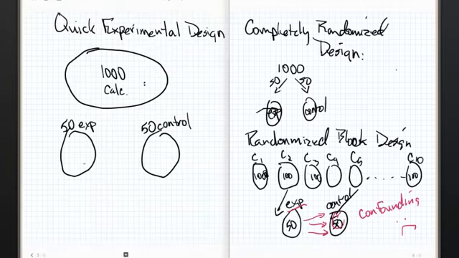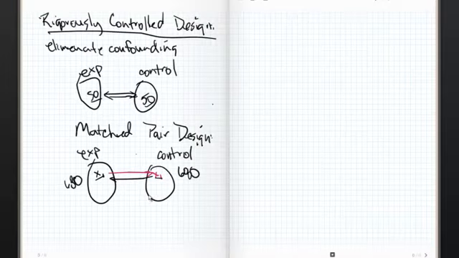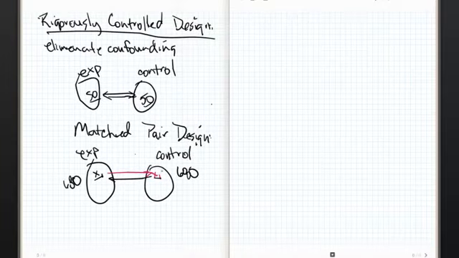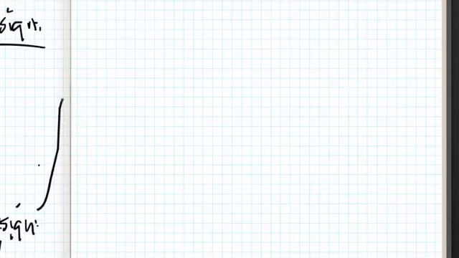Out of all 1,000 kids, I may be able to pull 50 out of the experimental and 50 in the control that are closely matched. But a matched pair design, in theory, matches perfectly, which of course we know doesn't happen. Let me elaborate a little bit more on the matched pair design.